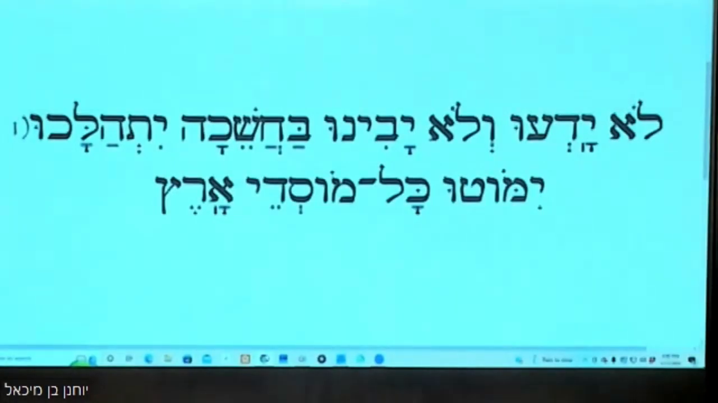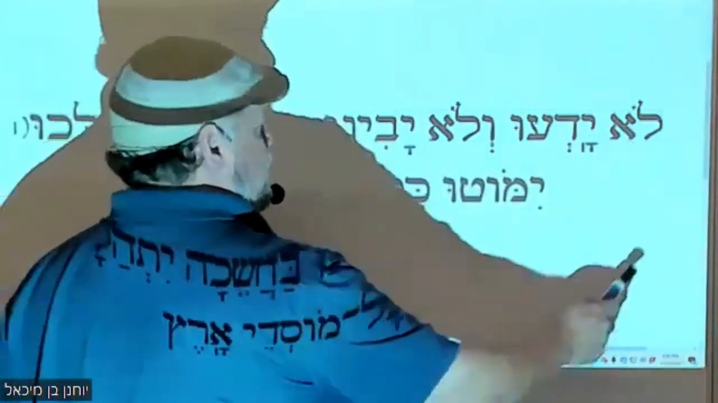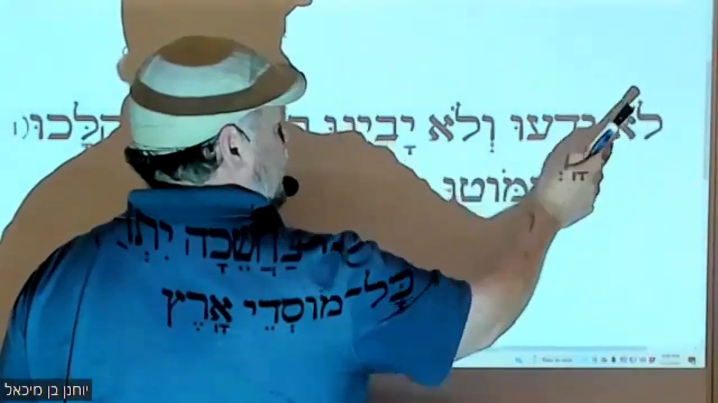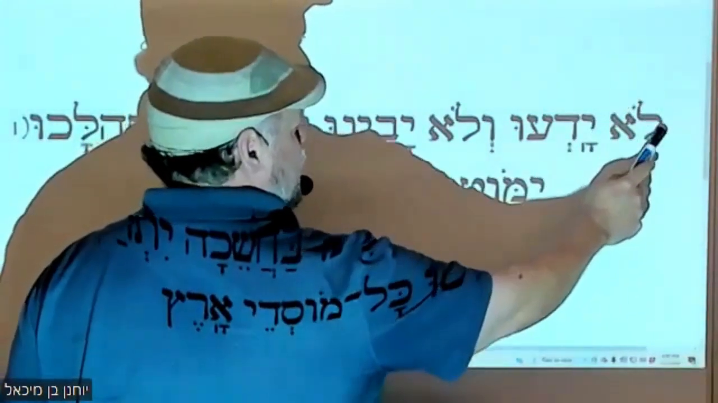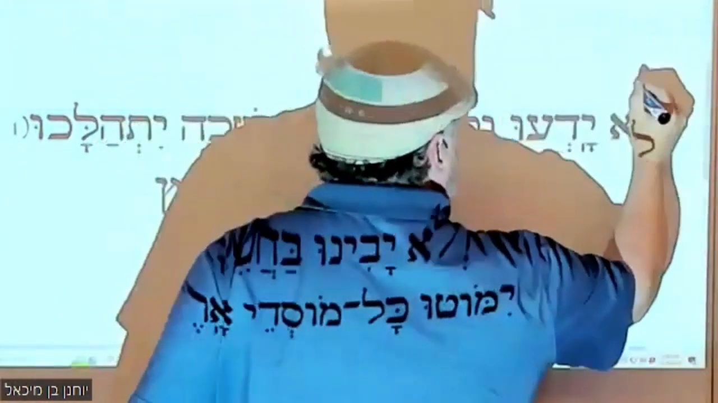All right, so we're going to go ahead and get started. So what's our first word here? All right, we have lamed, right? Pointed cholem with aleph. L-O, low. Low.